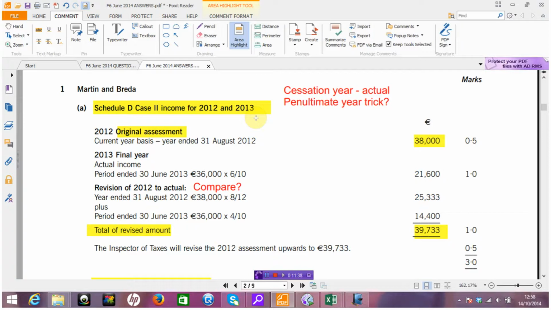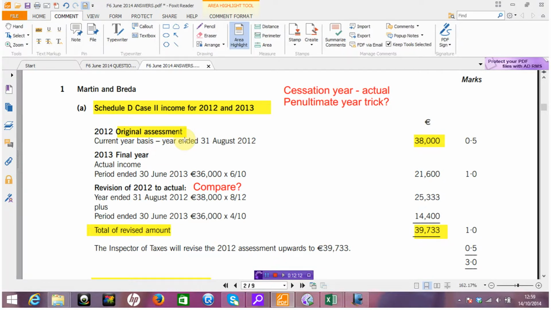So hopefully we'll remember that there is a sort of penultimate year trick, something that we have to do. It's a requirement under Irish tax legislation. We have to do some sort of comparison, and I'll take you through that in a moment. Now, in terms of their answer, quite well laid out. You don't necessarily have to do it in this order. What they do first is they say, okay, there's an issue with regard to the penultimate year. So let's lay out what the original assessment was for the 2012 year.